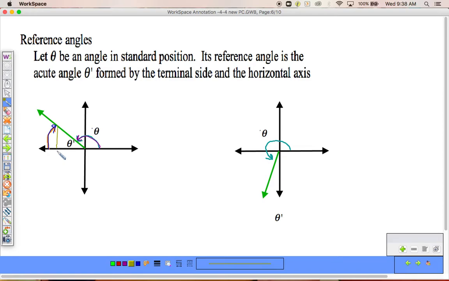So over here in the second picture, I have this larger angle that rotates into the third quadrant. That's my theta. My theta prime is going to be the angle formed by the terminal side and the x-axis. It doesn't have to be the positive x-axis, it has to be the x-axis. That is my theta prime, my acute, less than 90-degree angle that allows me to draw a triangle to the x-axis. Those are our reference angles.